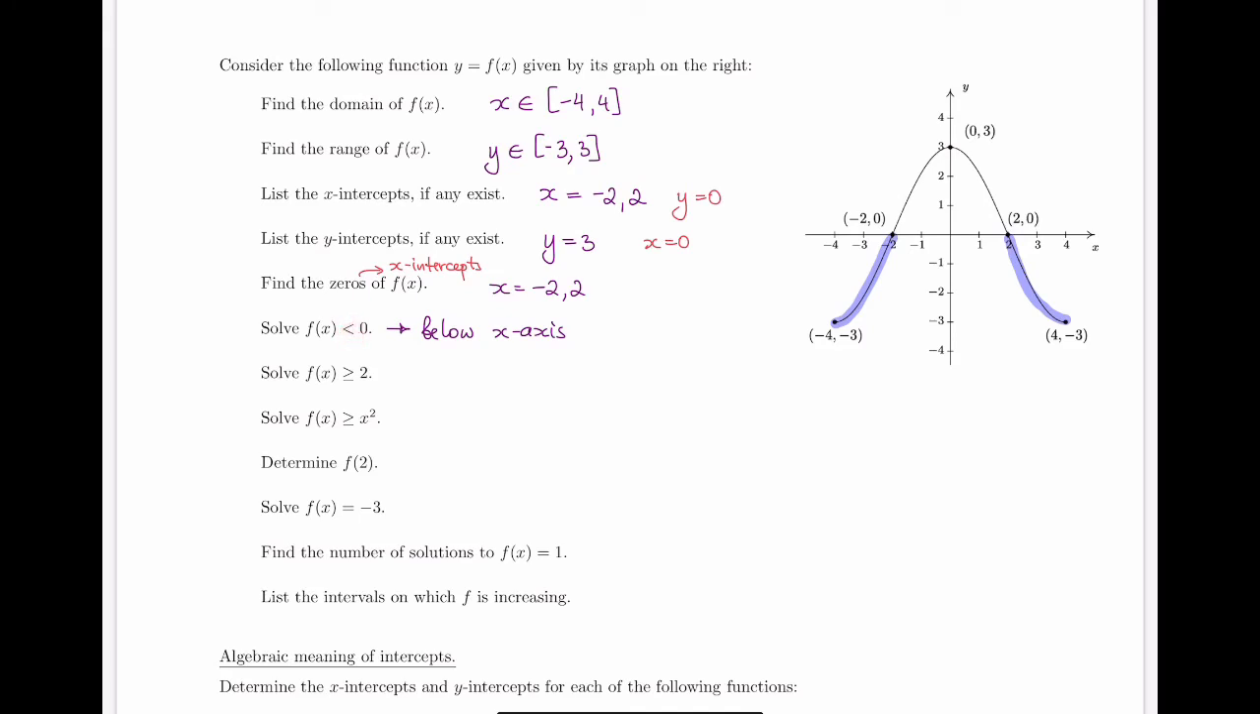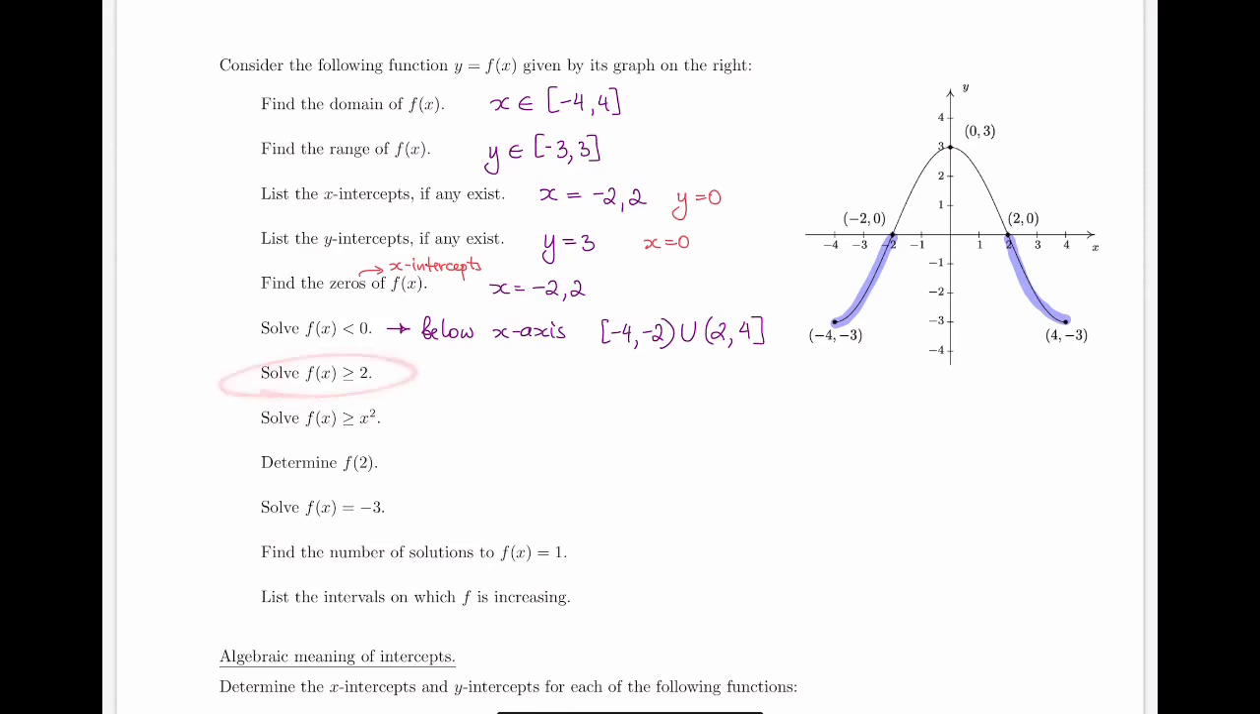So altogether, remember that I'm not actually going to go off to infinity here. My graph is only defined up until -4. So I am below the x-axis between -4 and -2, and then from 2 to 4. Okay, so writing this all together, -4 is included, -2 is not included because I have to be strictly less than 0, and at -2 I'm at 0. Union, so and, from 2 to 4.